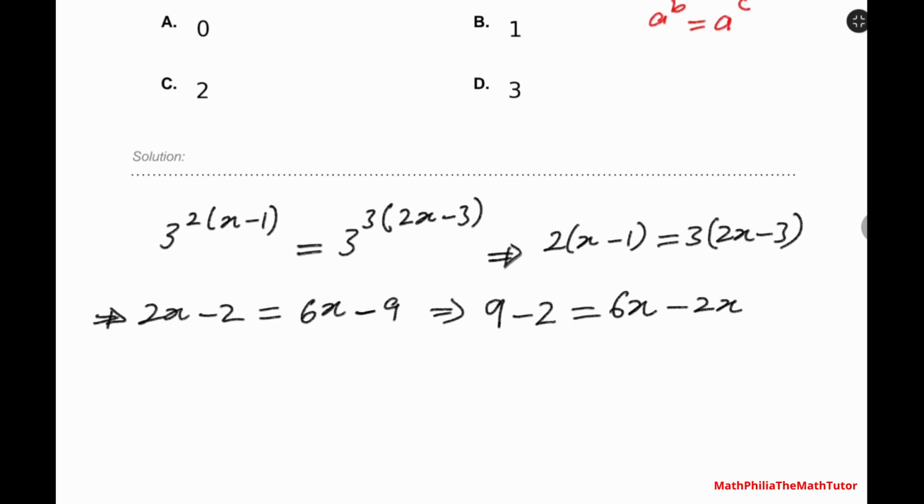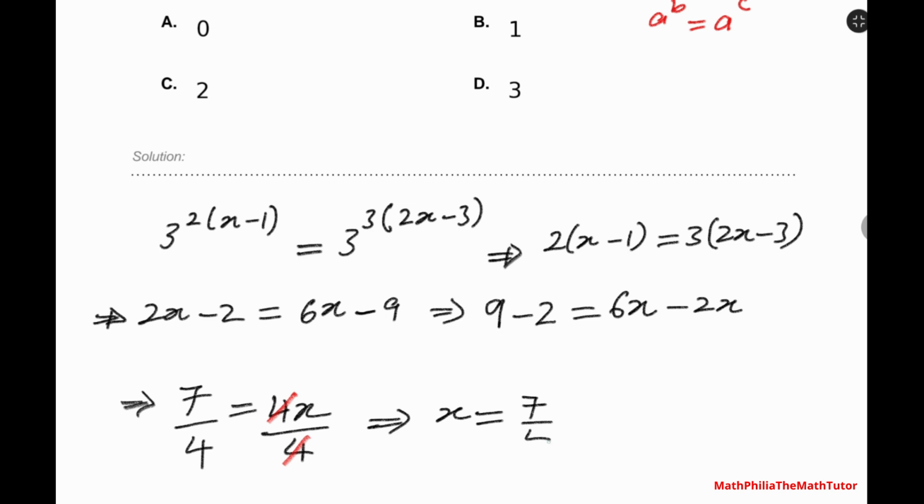Well, 9 minus 2 is how much? That is 7. And 6x minus 2x is 4x, right? This is 4x. From here, in order to have the x on its own, let's divide both sides by 4. Well, 4 cancels 4. And then the final answer for x will be equal to 7 all over 4.